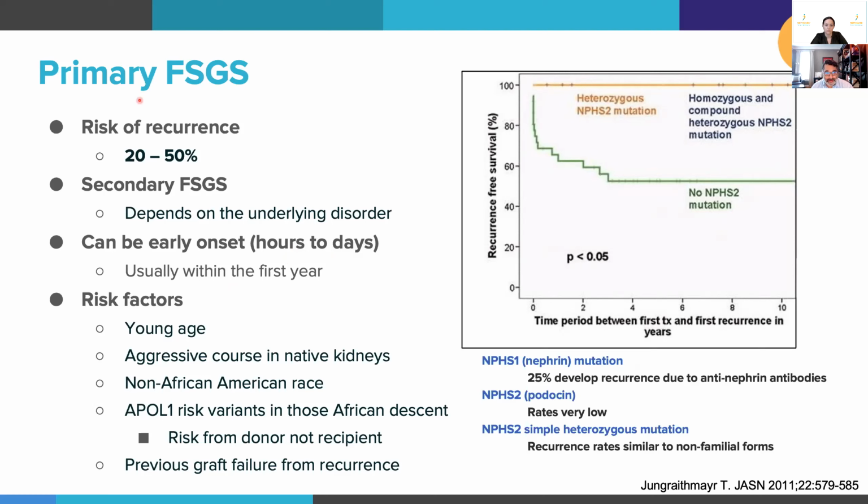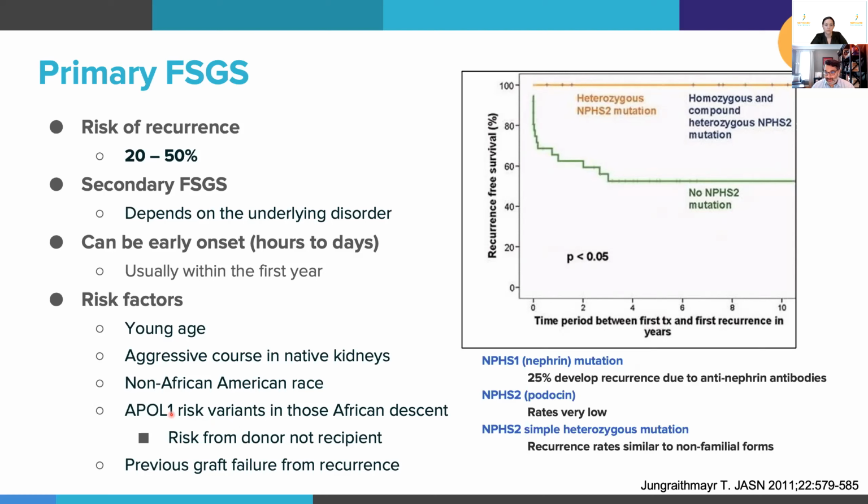Risk factors for recurrence in primary FSGS include patients who developed end-stage kidney disease at a younger age, if they had a very aggressive course in native kidneys, and if they're non-African American race. And I did want to mention APOL1 risk variants. Josh Tarnoff mentioned this earlier this morning. These APOL1 risk variants have been identified in patients of African descent as a risk factor for end-stage kidney disease. To be very clear about that, it usually means having 2 risk variants, one on each chromosome, and it doesn't mean that you're going to get kidney disease or end-stage kidney disease, but it just increases the risk.